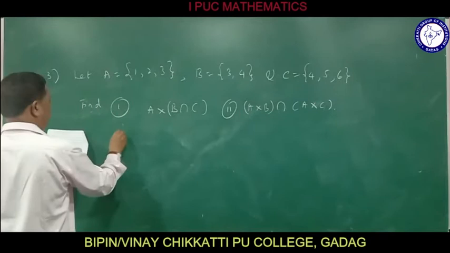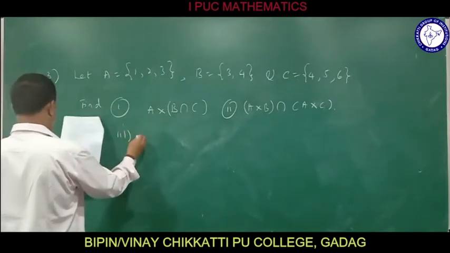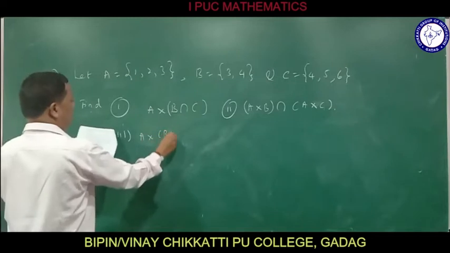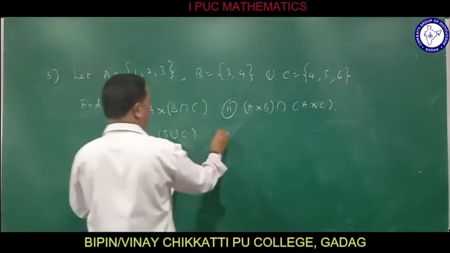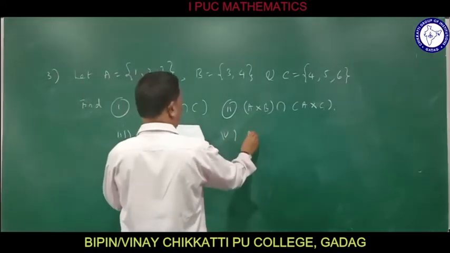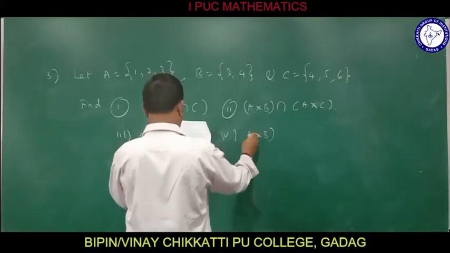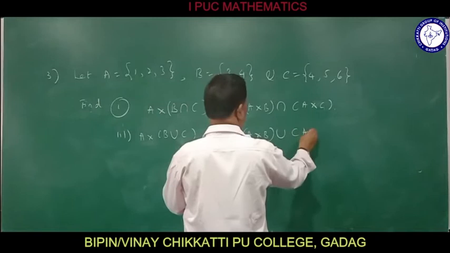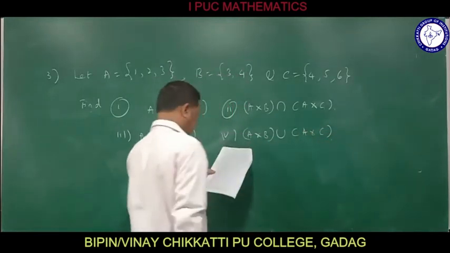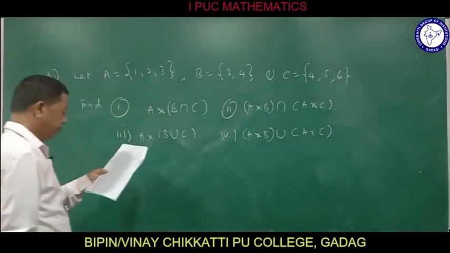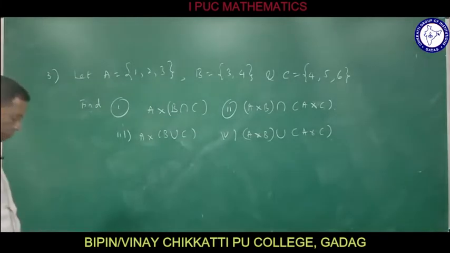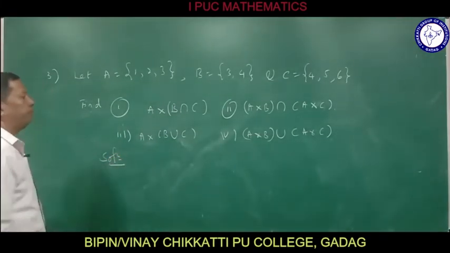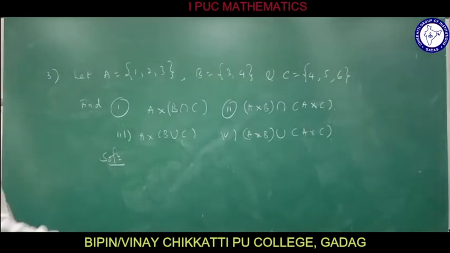Third problem, A cross (B union C). Fourth one, (A cross B) union (A cross C). So here, how to find out all 4 problems? I am explaining one by one.